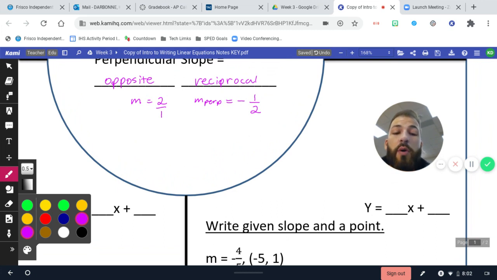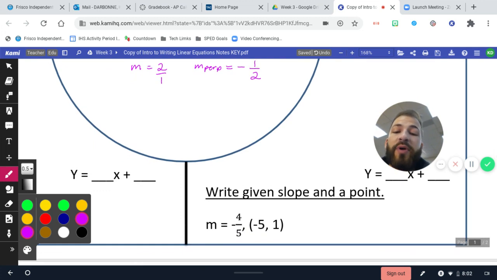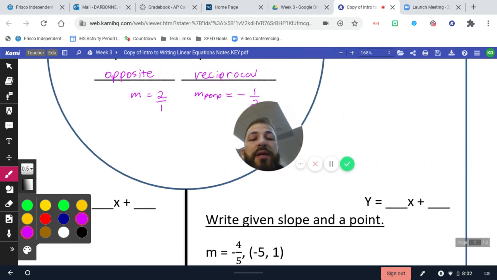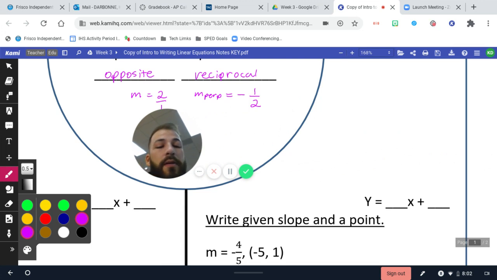So given slope and a point. Right now I have the slope negative 4 over 5. Can I go ahead and plug that into my equation? Absolutely. So my slope would be negative 4 over 5 x. Then I don't know my y-intercept. So this is a little bit different. This is something we haven't done before.